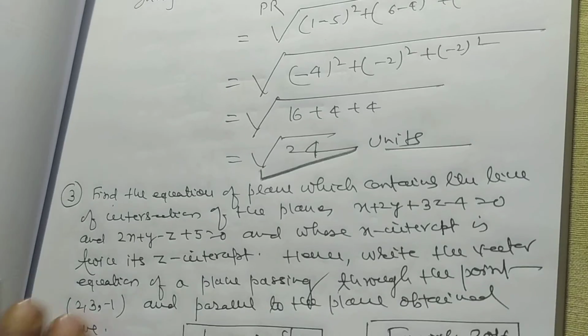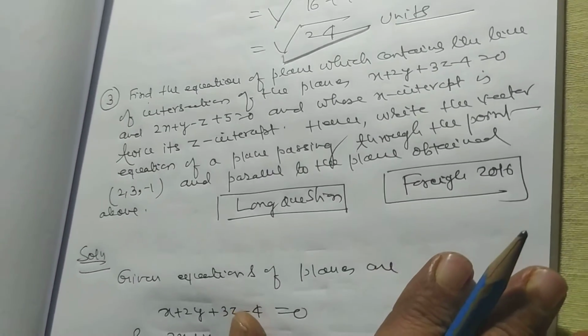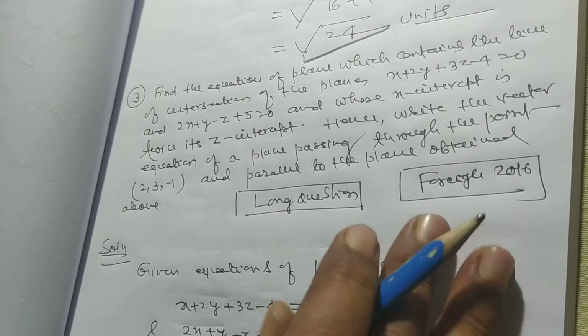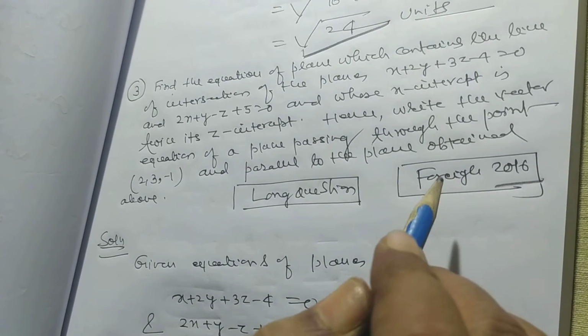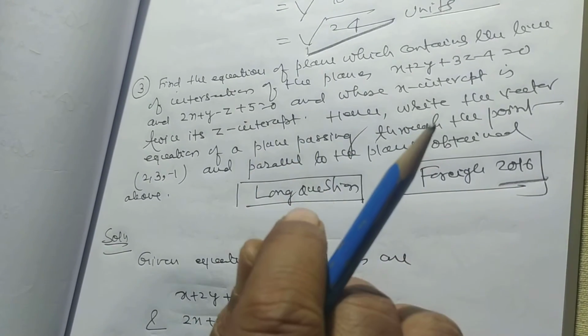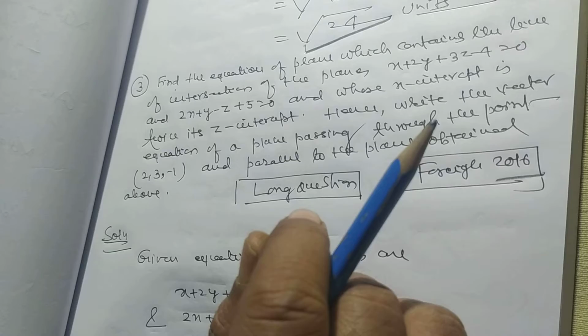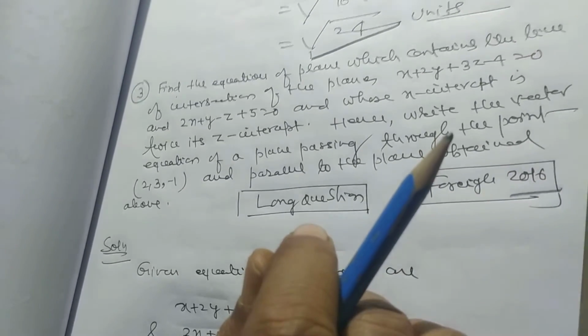Now this question number 3 is a very long question and it was asked in Foreign Set 2016. So this is a combination of so many problems. That is what I have discussed here.